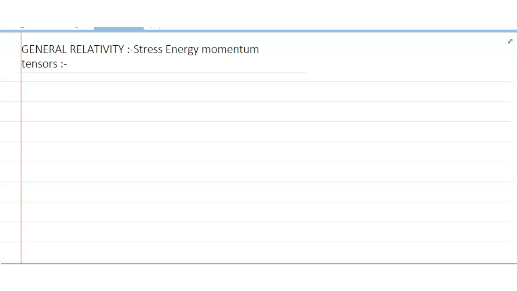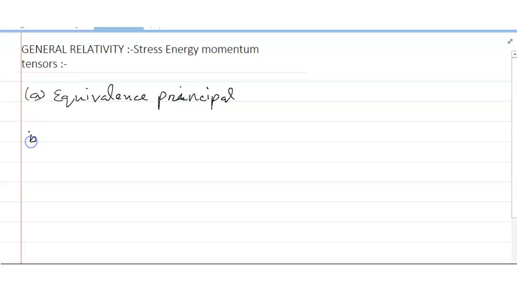Today's discussion is general relativity, the stress-energy-momentum tensor. So friends, general relativity, part number 1: A, equivalence principle; B, tangent space.